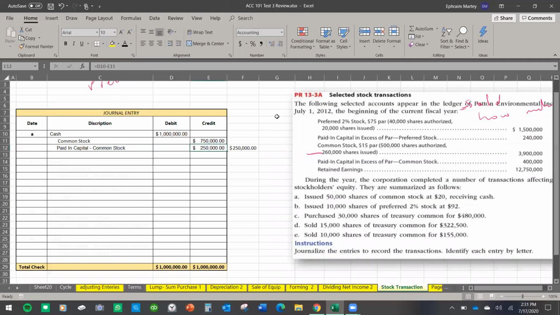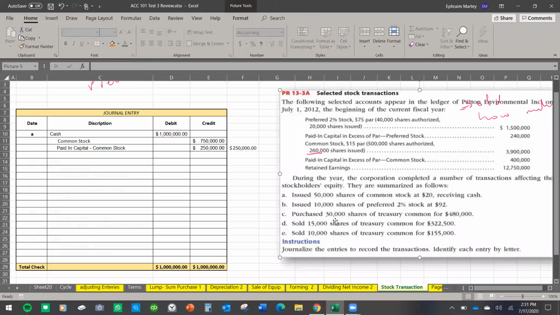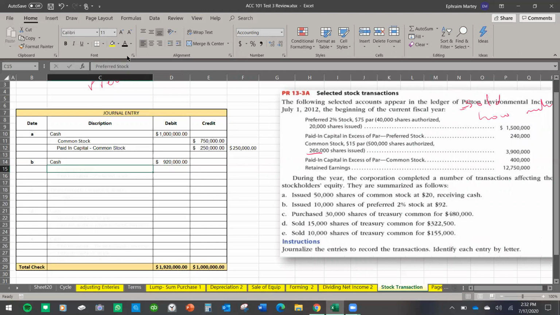In the second scenario, we are selling preferred stock, and notice we are selling it at 92. So we are selling 10,000 shares of preferred stock at 92, and that's how much cash we are getting into the company. But what is the worth of the preferred stock? The preferred stock will be 10,000 multiplied by its par, 75. It's only worth 75.